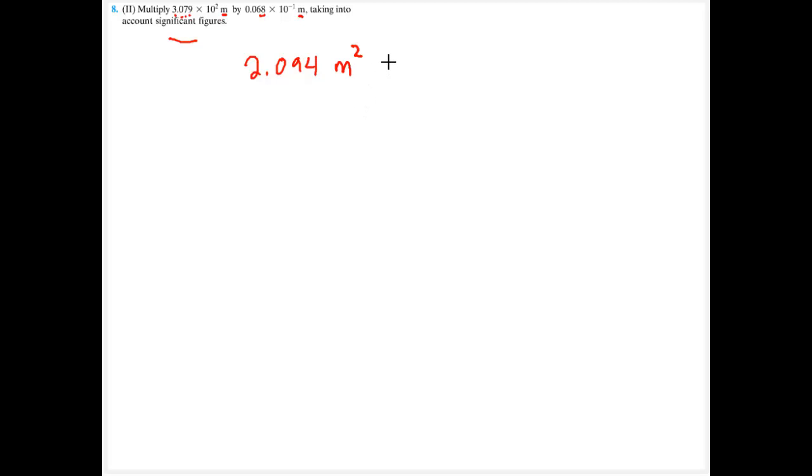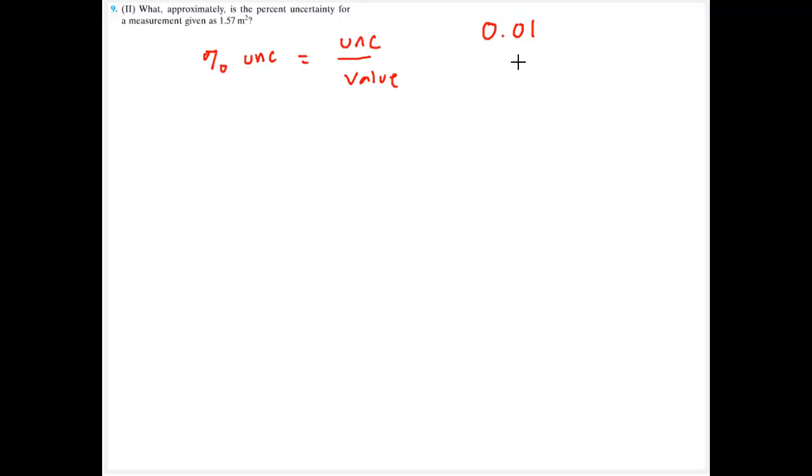Now for the significant figures part of this, I should only have 2 significant figures, so the first 2, but the one that follows it's going to be a 9, so I'm actually going to round it up to 2.1 square meters. Number 9 is a problem that deals with percent uncertainty, remembering that percent uncertainty is essentially equal to the uncertainty divided by the value. It's asking me what is the percent uncertainty of 1.57 square meters. Well, my uncertainty in this case is going to be 0.01.